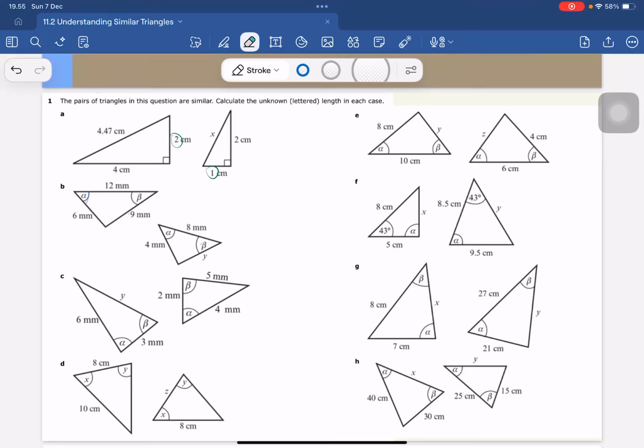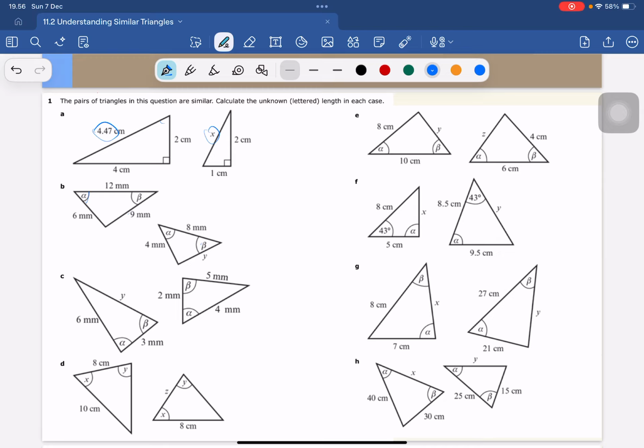Hi, in this video, I'm going to solve practice questions for understanding similar triangles. So number one, the pairs of triangles in this question are similar, so their corresponding angles are equal. So we can start from here.